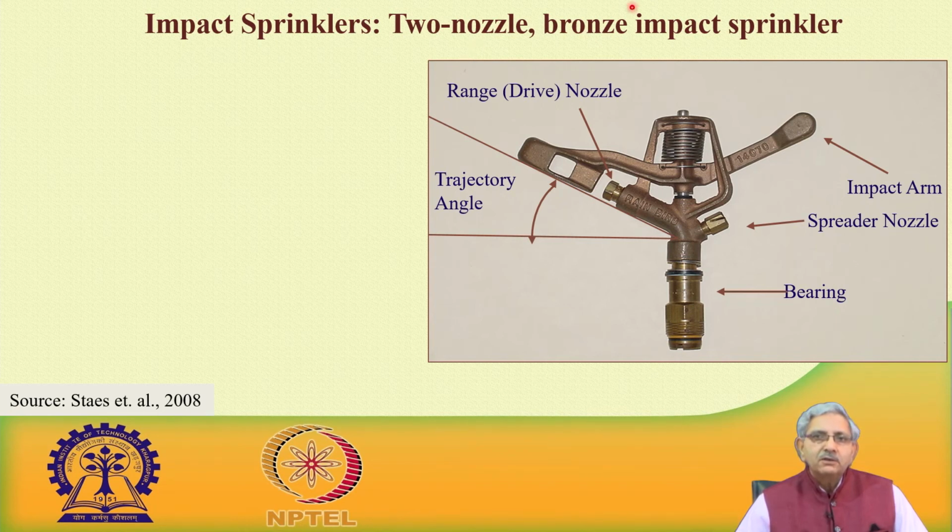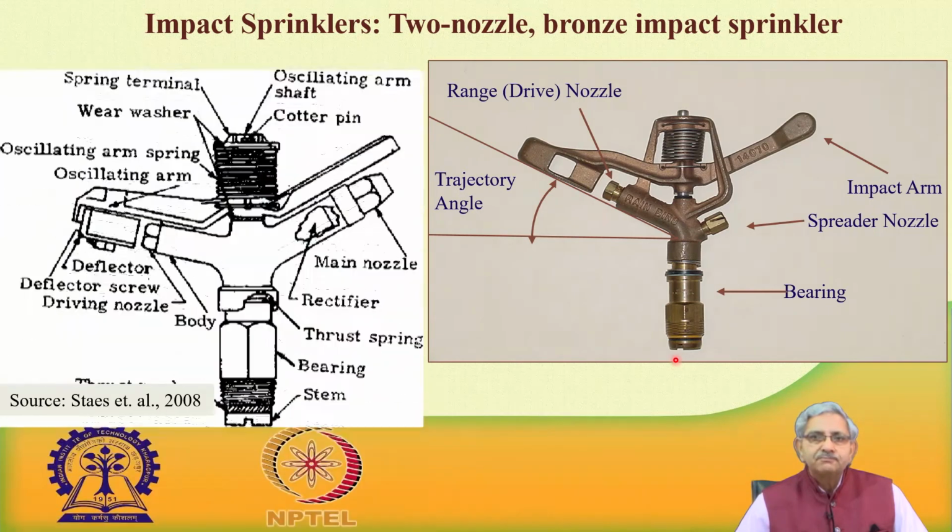Impact sprinkler, this is what you see here, a twin nozzle. This nozzle is the range nozzle, and this is a spreader nozzle, and the jet coming out of this strikes here, and then this spring brings it back. When it strikes, this particular arm deflects and then supplies the water. Normally the angle of throw, this trajectory, is 30 to 32 degrees, and this is a bearing. On this bearing the sprinkler rotates about its axis.